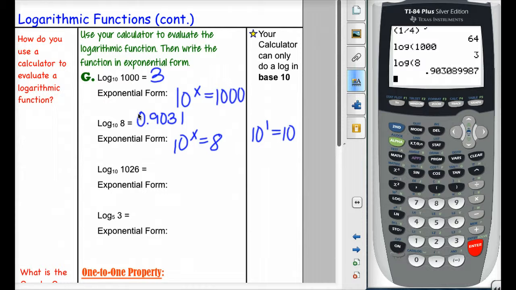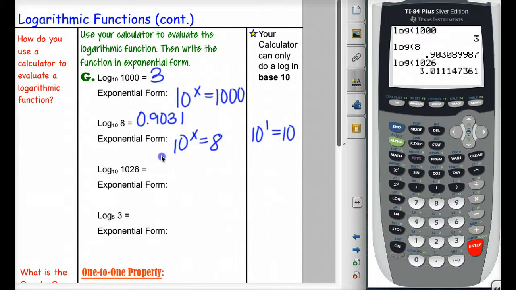Now we can go ahead and just look at the calculator. We're not going to write the exponential form for this one. We have log of 1,026, and you get 3.011.